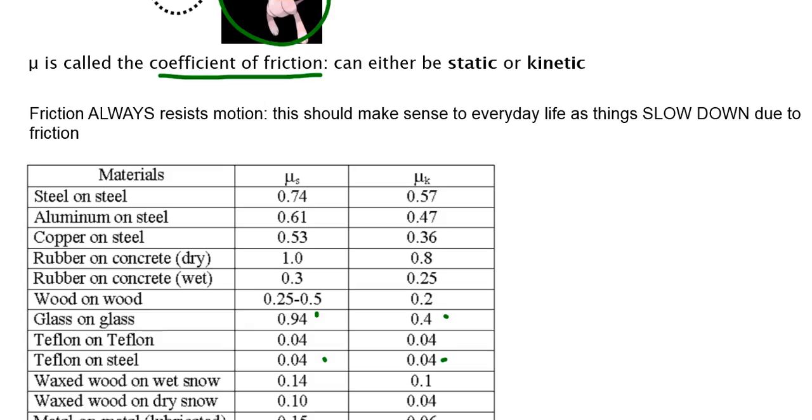Mu can be two things. It can be a static or a kinetic value. If you ever think about trying to move a desk or a table, or even a big rock, it's really tough to get it started. But then afterwards, after you get it moving, it's a lot easier.